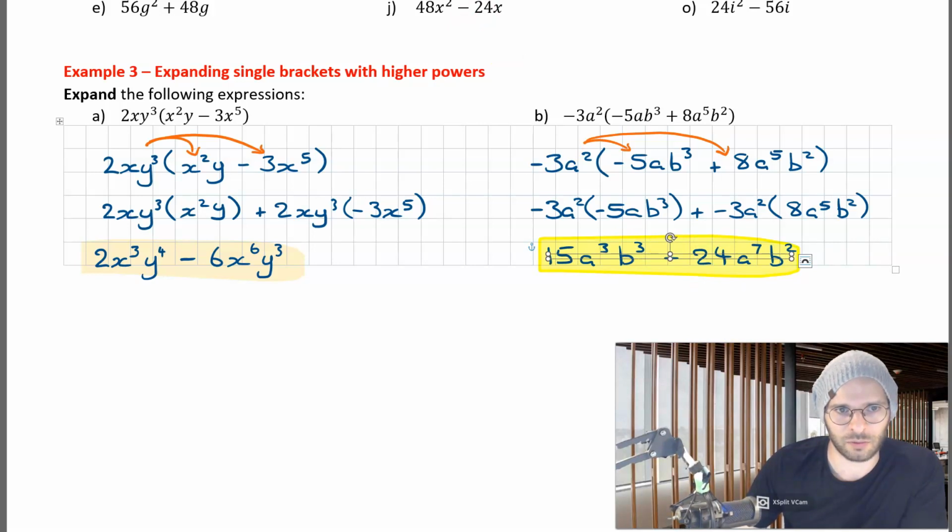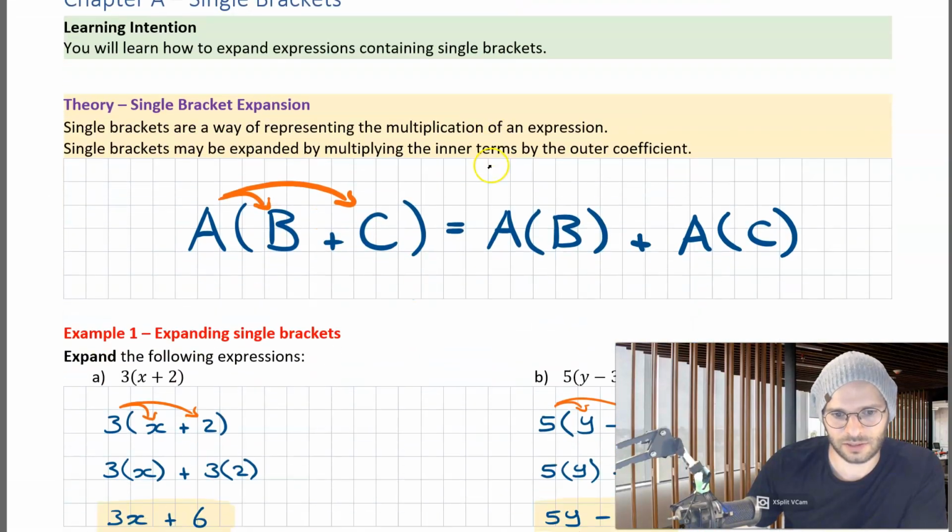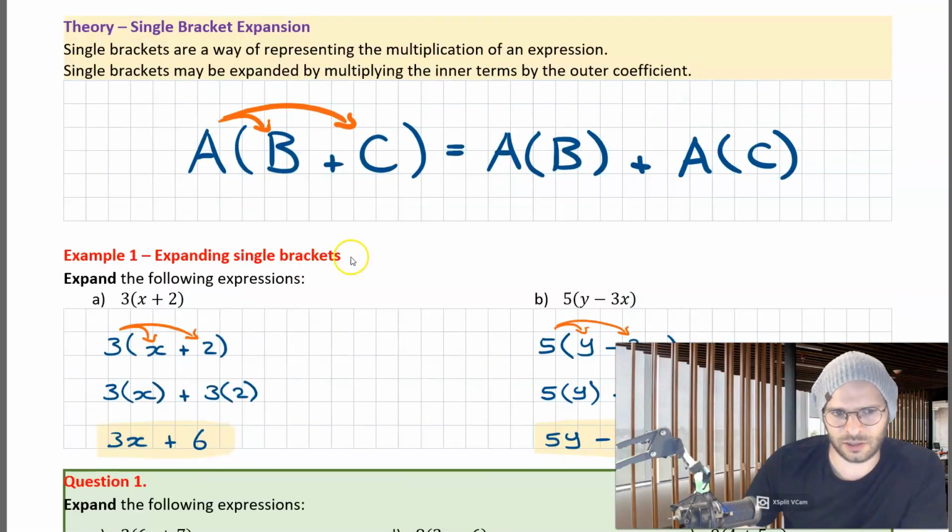So in summary, what we set out to learn in this lesson was how we can expand outwards single bracket. So what we do is we multiply each inner term within the bracket with the outer coefficient.